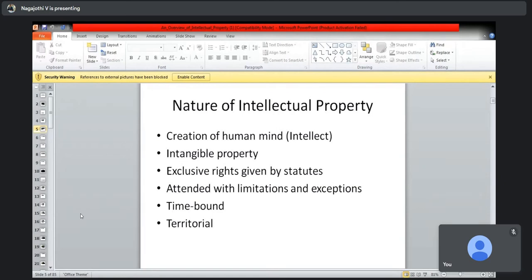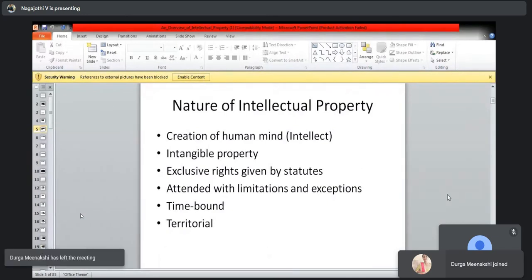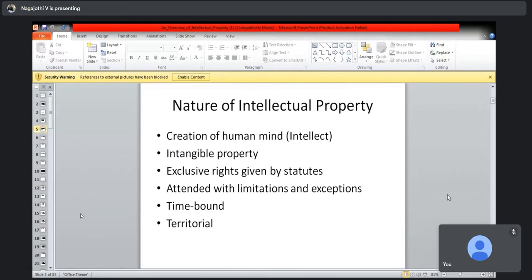And then number two, intangible property. It is not possible for you to see the property of that particular intellectual capability. You can only feel it. You cannot see it. That is what we call intangible. It is invisible. Then exclusive rights given by the statute, because we have the World Trade Organization, and we have WIPO, the World Intellectual Property Organization. Whenever we are having IPR, we have to get that patent only from the Intellectual Property Organizations. And this intellectual property is always time bound, and it is territorial in nature.